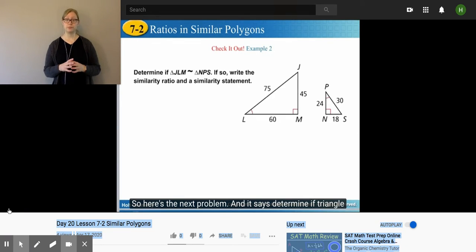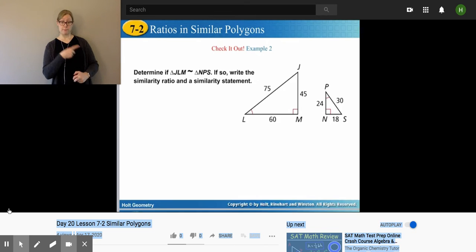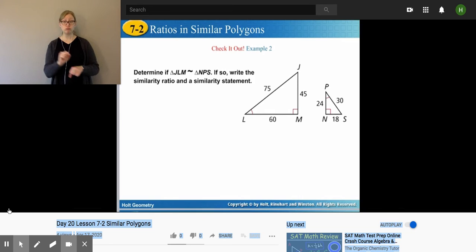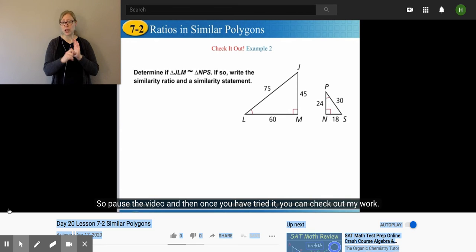So here's the next problem, and it says determine if triangle JLM is similar to triangle NPS, and if it is, then we're going to write the similarity statement. But if not, we don't have to do that. So pause the video, and then once you have tried it, you can check out my work.